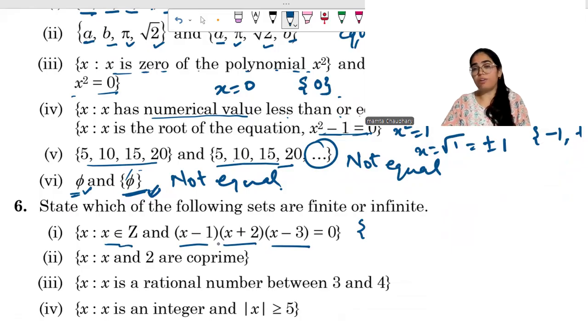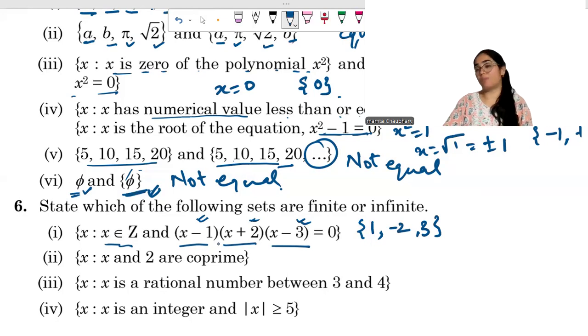If I put this equal to 0, x equals 1. If I put this equal to 0, x equals -2. If I put this equal to 0, x equals -3. So there are only 3 elements. For these 3 numbers only it will become 0, otherwise it will not become 0. So it is finite.